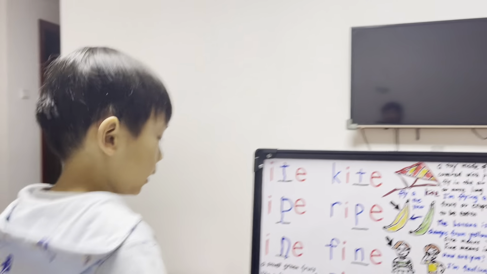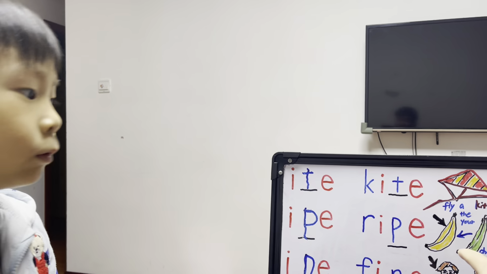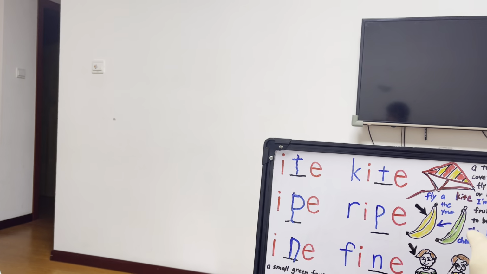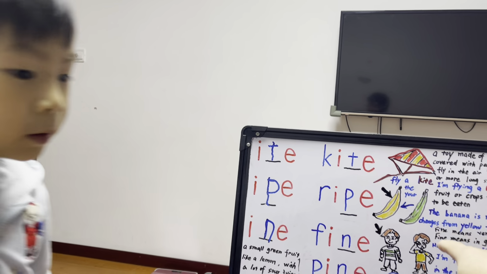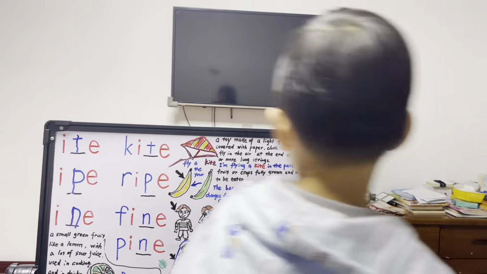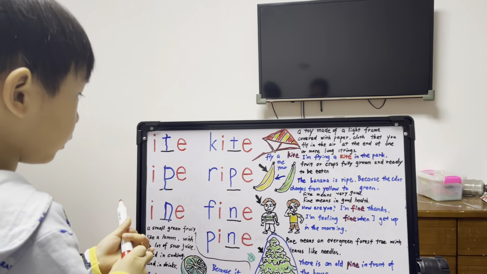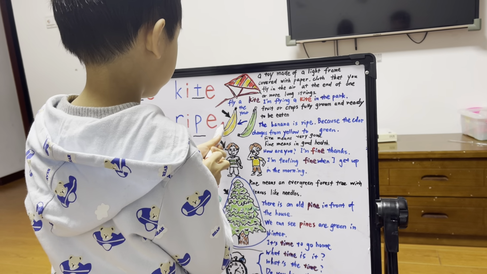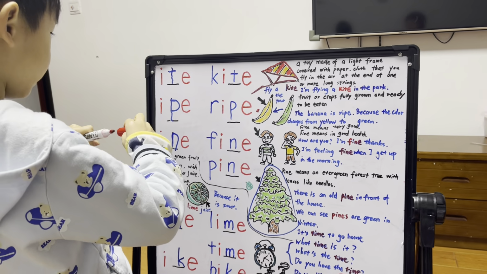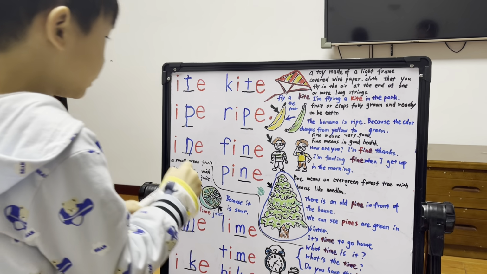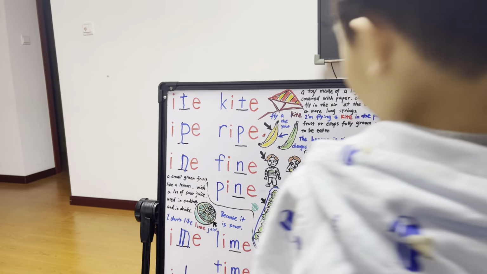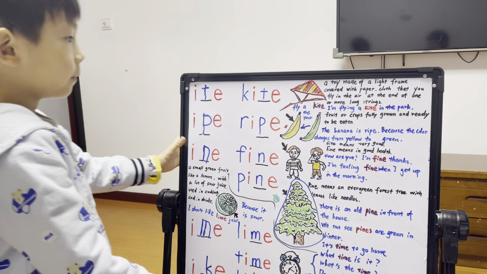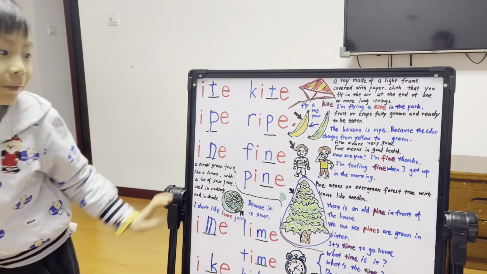Okay. Look at these pictures. So, which one? Which banana is ripe? The yellow one or the green one? Or the yellow one? Okay, because the yellow banana, we can eat it. So it is ripe, okay? No green. Very good.